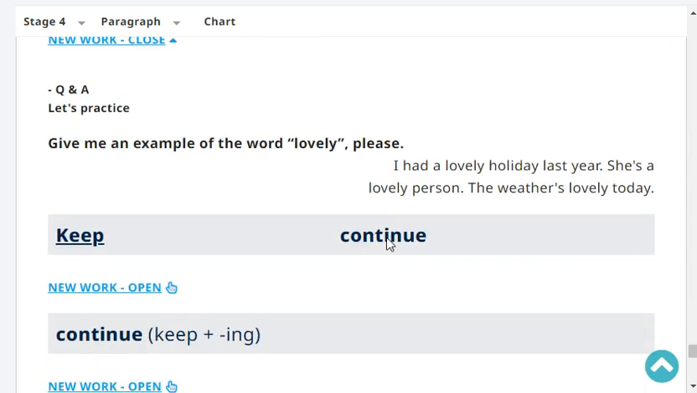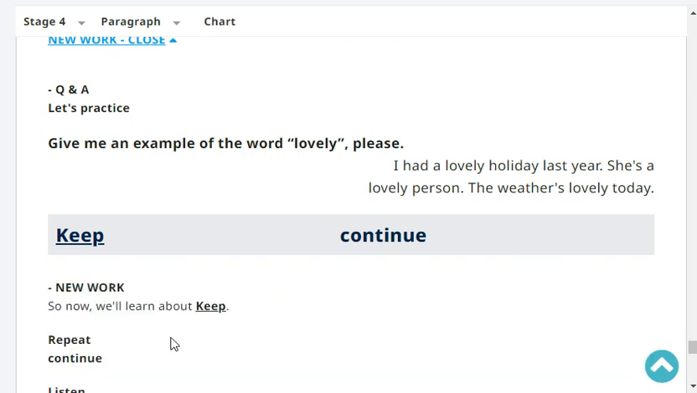Okay, let's practice. Give me an example of the word lovely, please. I had a lovely holiday last year. She is a lovely person. The weather is lovely today. Very good. Okay, now let's learn about the word keep.